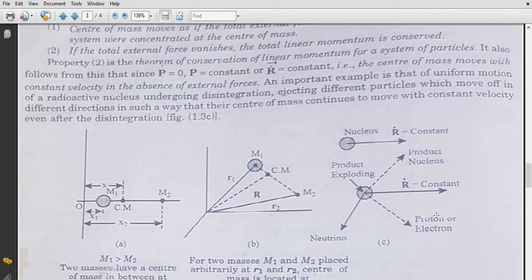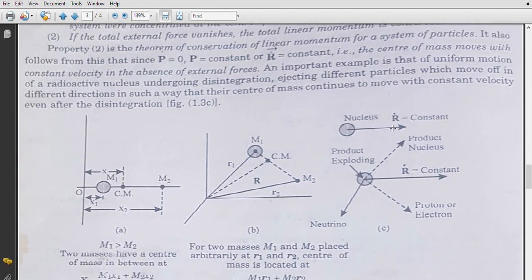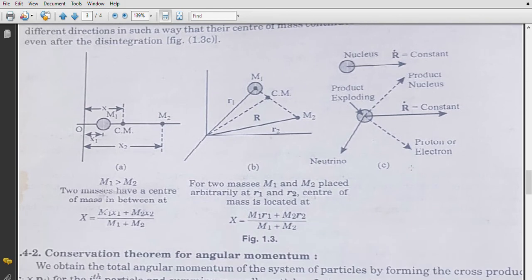A proton or electron and a neutrino will be emitted, and it has been shown that even after disintegration, the center of mass moves with constant velocity. Because the explosion has occurred in the absence of any force, F is 0, hence P will be constant. P constant means R dot will be constant in this explosion. This is a very good example of conservation of linear momentum.